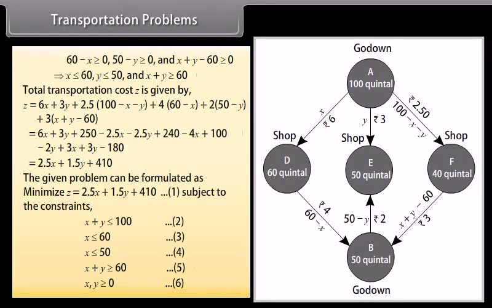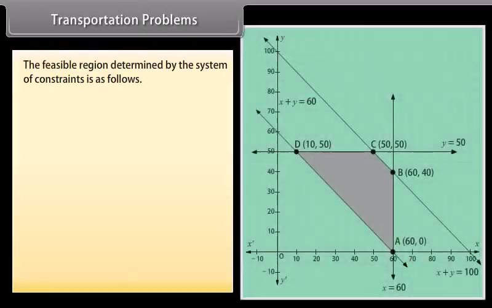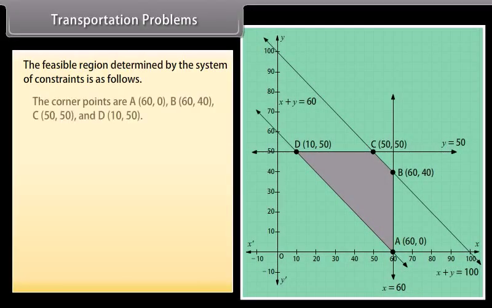The given problem can be formulated as: minimize Z equals 2.5x plus 1.5y plus 410. Mark it as equation 1. Subject to the constraints. The feasible region determined by the system of constraints is as follows. The corner points are A (60, 0), B (60, 40), C (50, 50) and D (10, 50).